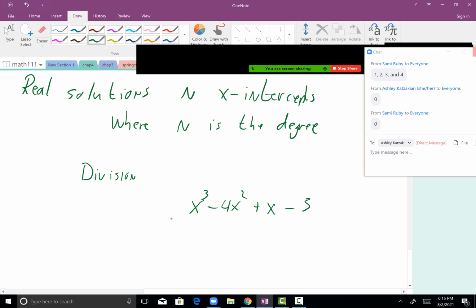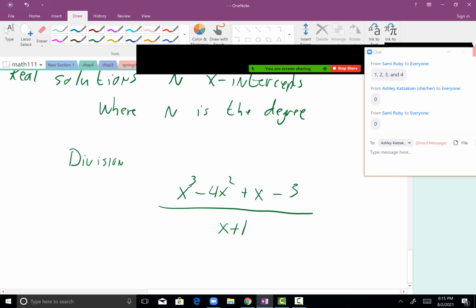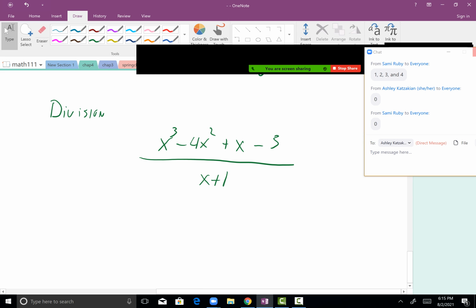Somewhere along the line, you learned about polynomial long division. So if we're going to divide this by, say, x plus 1, the way that you know how to do it is by using long division.